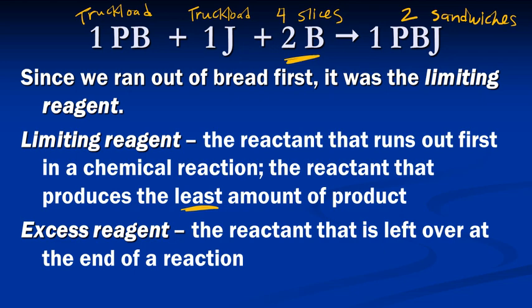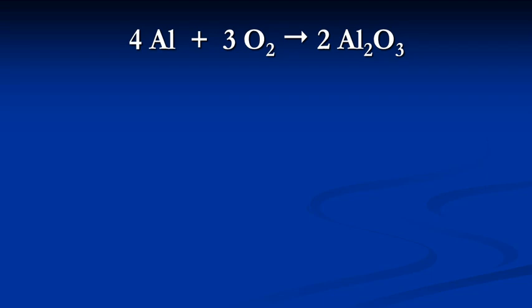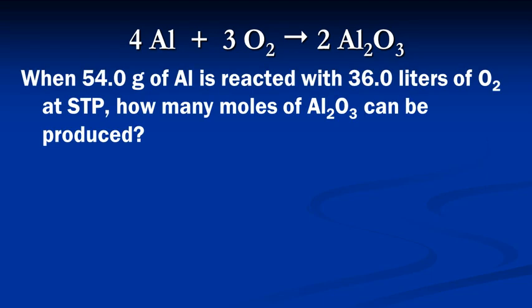So let's try an example here. We have a balanced equation, and we're going to have a problem here. And it says when 54.0 grams of aluminum is reacted with 36.0 liters of oxygen gas at STP, how many moles of aluminum oxide can be produced? Well, notice that this problem is different from the problems we had in our previous lesson, because we're given 2 reactant values. We're given 54 grams of aluminum, and we're also given 36 liters of oxygen. And the question is, how many moles of Al2O3?